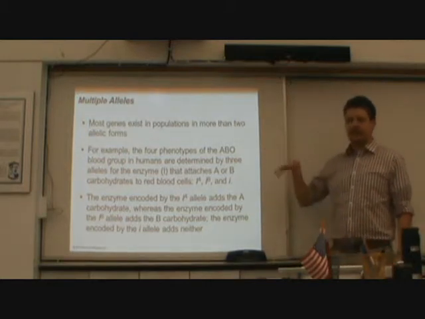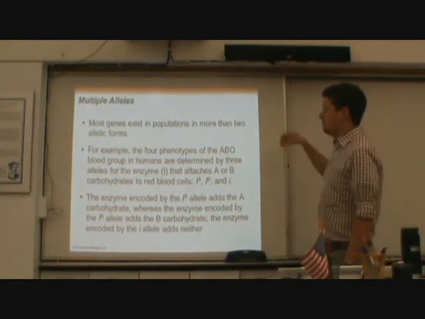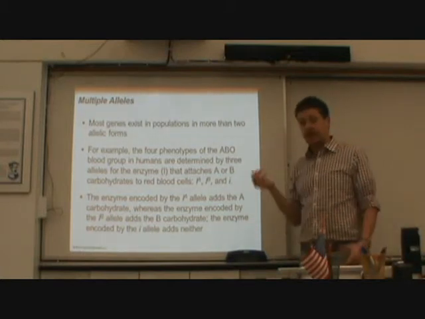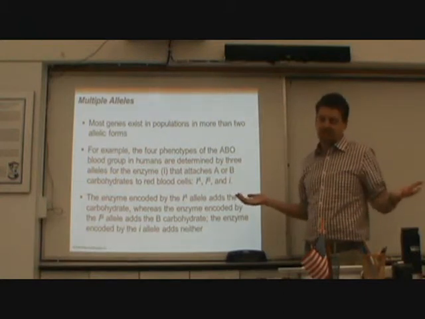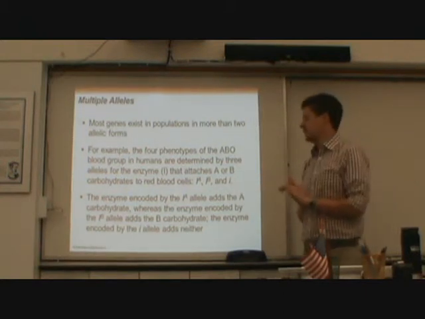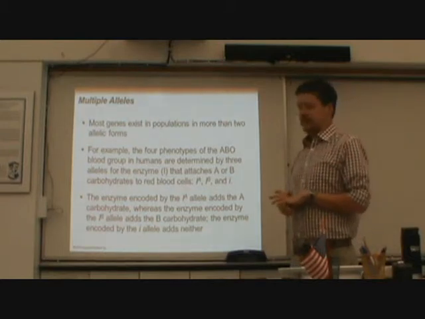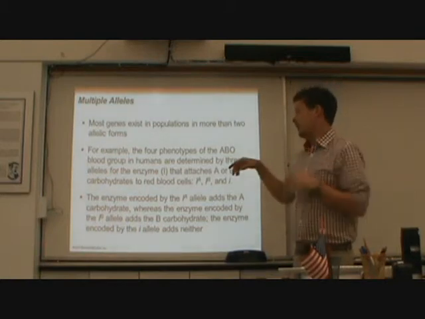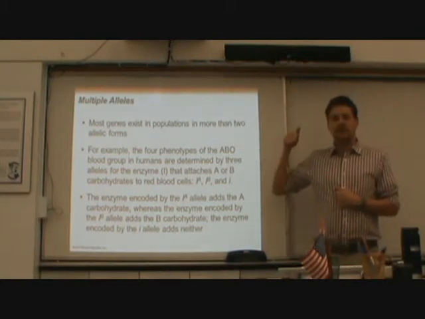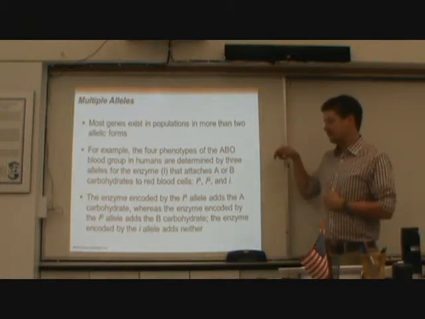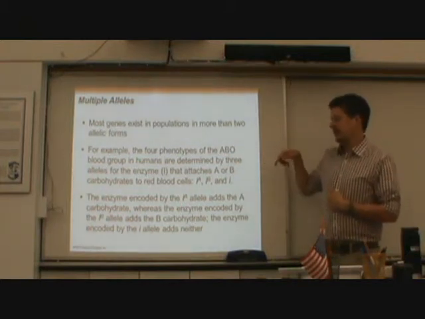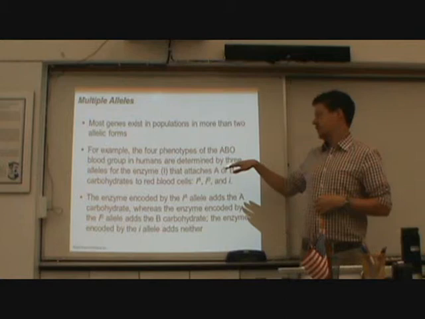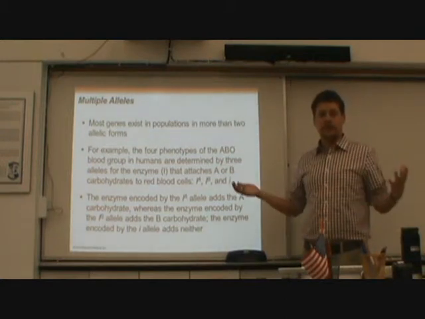So multiple alleles is another thing that kind of makes things more complex. Most genes in populations are going to have two allelic forms, but if another mutation arises, then there might be another allele that is introduced. For example, there are 4 different phenotypes with the ABO blood group, and we'll talk about that in just a little bit. So the ABO blood group, some of you might know your blood type.